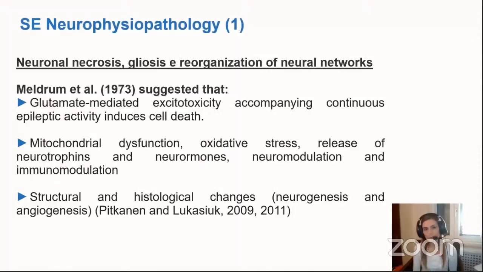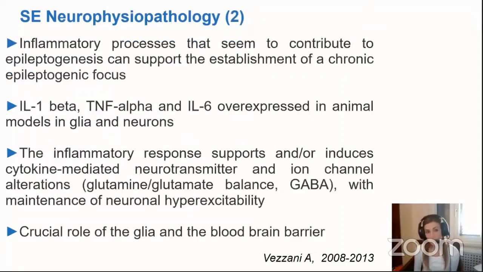Neurophysiopathological changes have long been reported in the brains of animal models and in patients with SE. Meldrum and colleagues in the 70s reported glutamate-mediated changes in neurons, mediated by excitotoxicity, mitochondrial dysfunction, and oxidative stress release, that contribute to structural and histological changes in neurons, neurogenesis and gliogenesis.